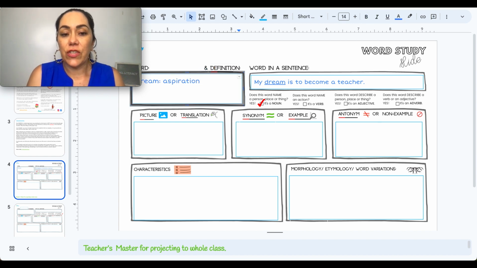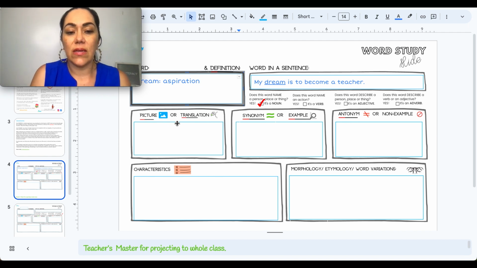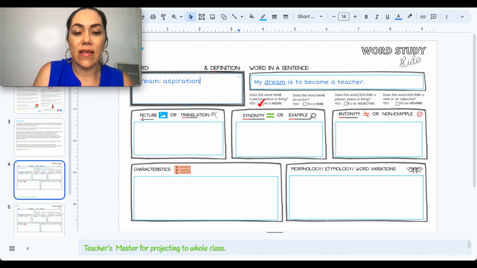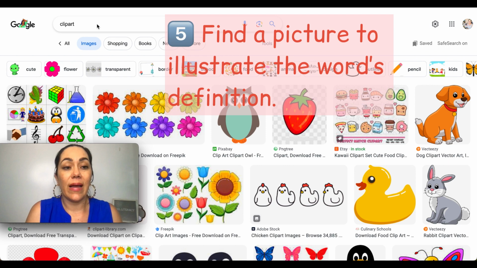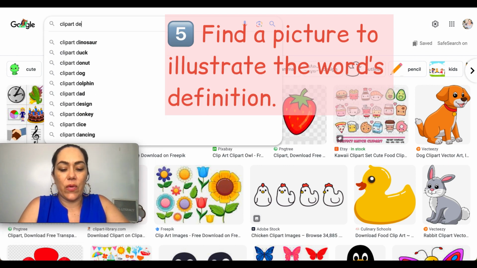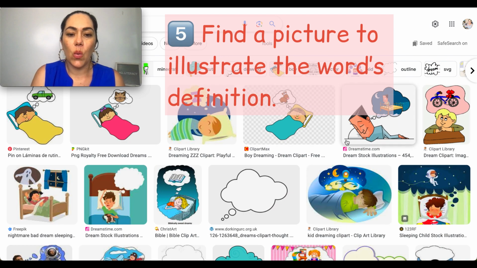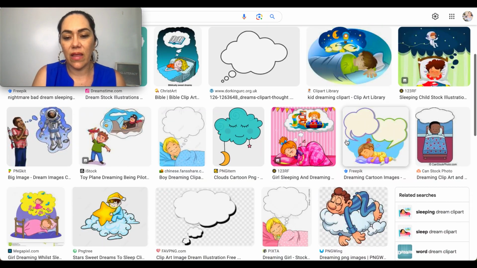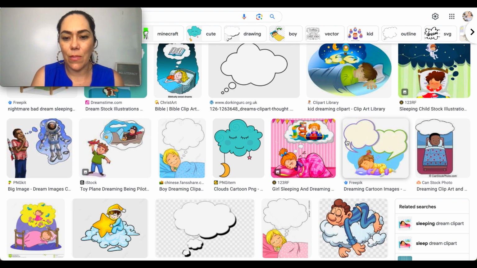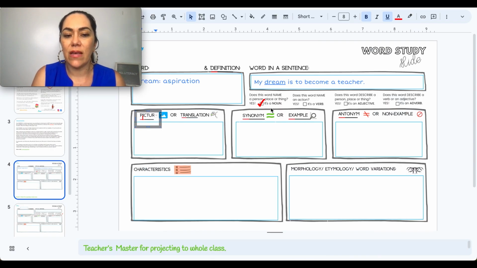Once we have the definition, we go through each one of these boxes and we choose one or both strategies per box in order to help us have a better understanding of the word. So the next thing that I do is I click on the link for picture, which actually takes you to clip art. So I type the word dream here. Once we have all the pictures, I have students take a quick look at all of them, identify a theme, and choose a picture that best matches the sentence and the definition that we have.